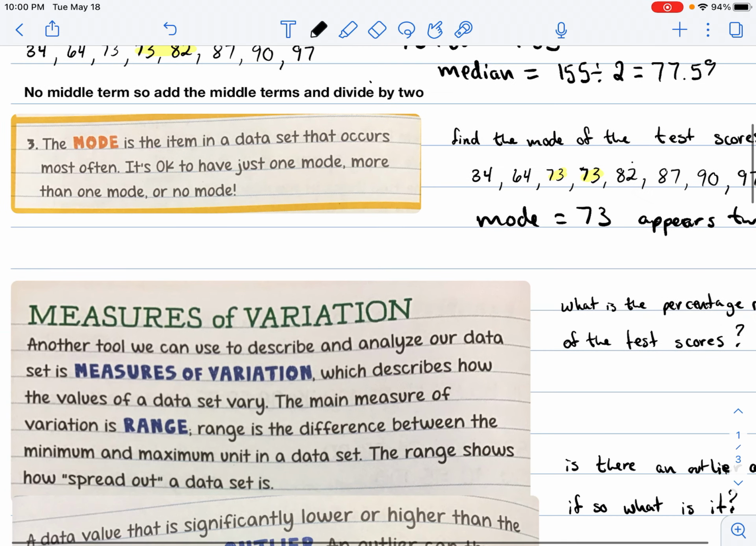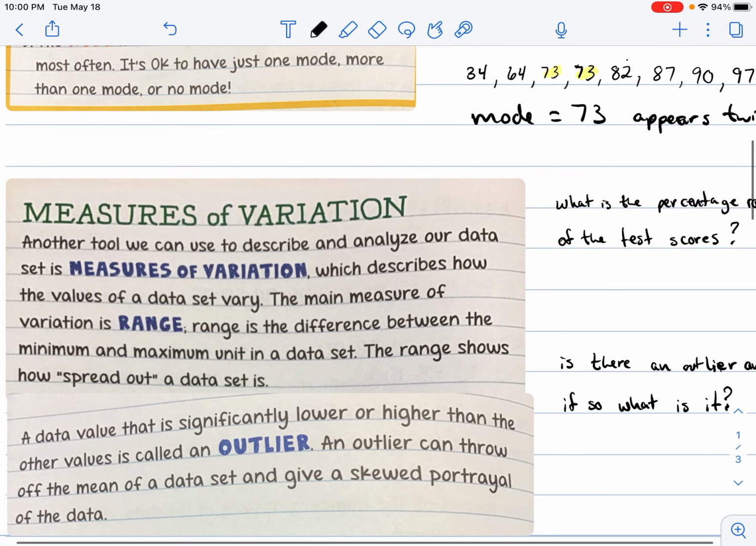Okay, so measures of variation. Another tool we can use here. The measure of variation is looking at the range. Okay, so what is your minimum value and your maximum value? To find your range, you're just going to take your maximum and subtract your minimum from it.